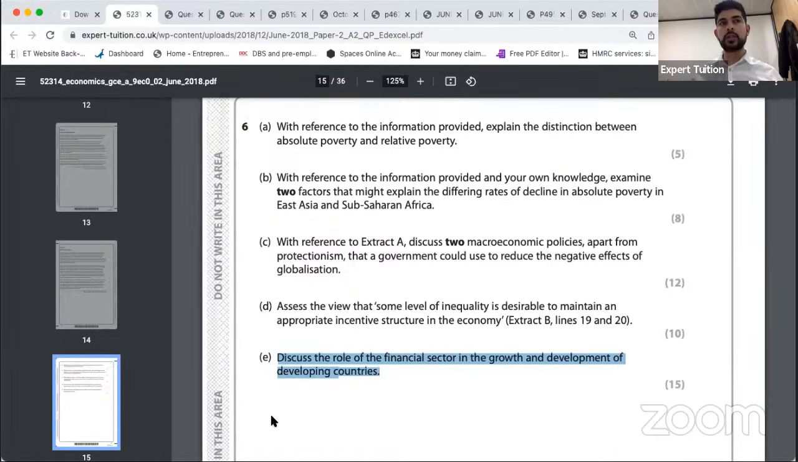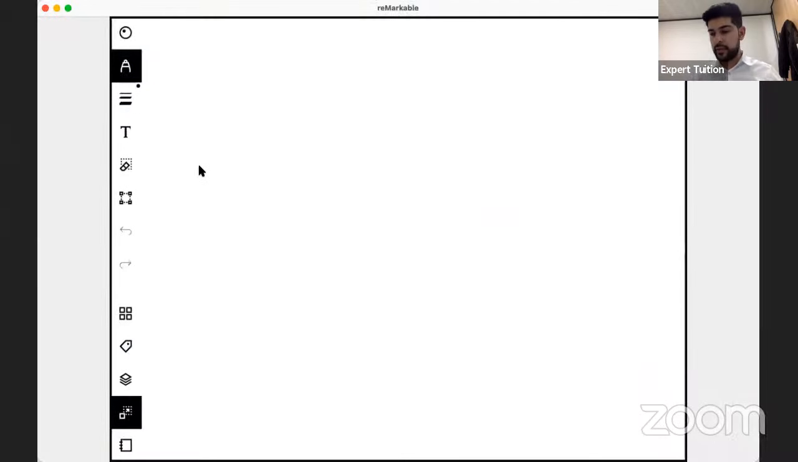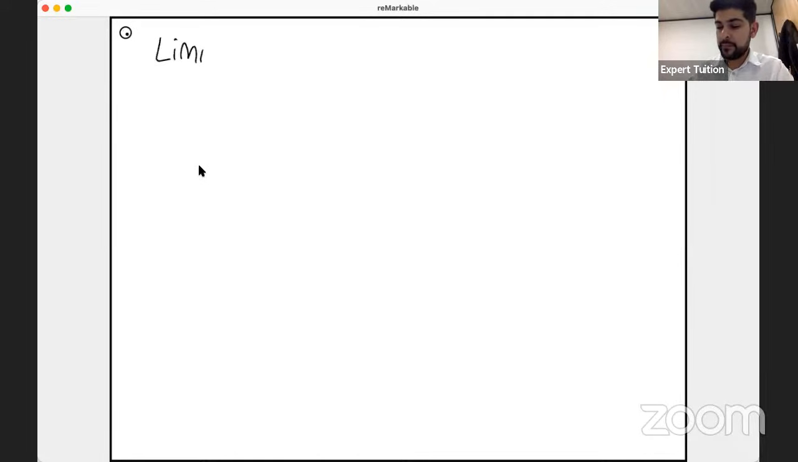So take a moment to just go, okay, what are the two things that I need to consider here? One is what the role of the financial sector is. Another is economic development, be it the limitations to growth and development or strategies to promote growth and development. So let me share my screen, and we're going to do a little exercise together. Let's list as many limitations to growth and development as we can think of.